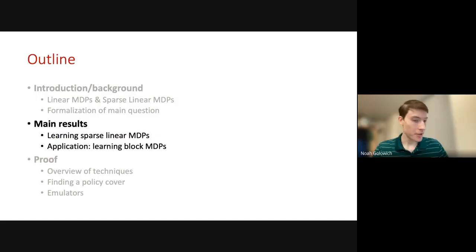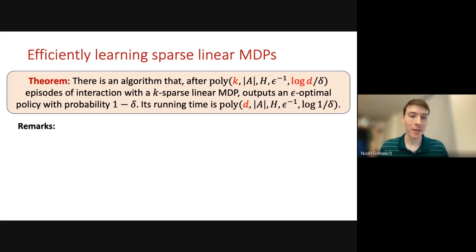Okay. So now I'm going to discuss our main result, which gives an affirmative answer to the main question. What we show is that there's an algorithm that takes a number of episodes of interaction, which is a polynomial in K and log D, with this K-sparse linear MDP, and it outputs an epsilon optimal policy with high probability. The running time is a polynomial in D, as well as the other parameters.